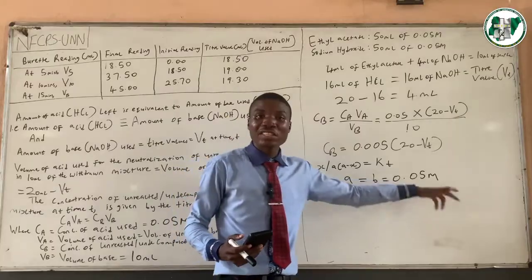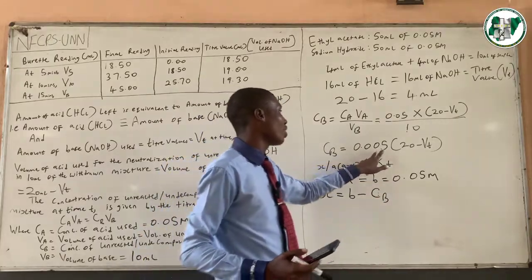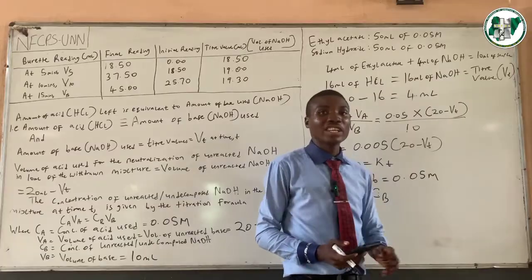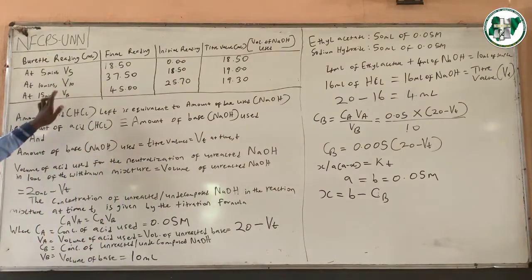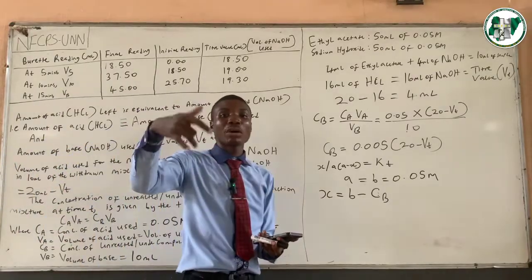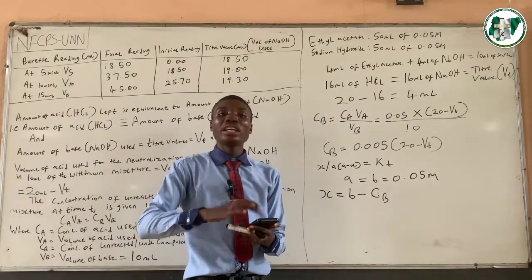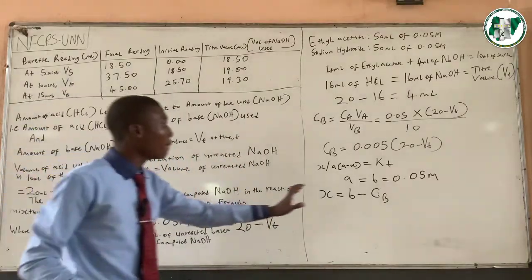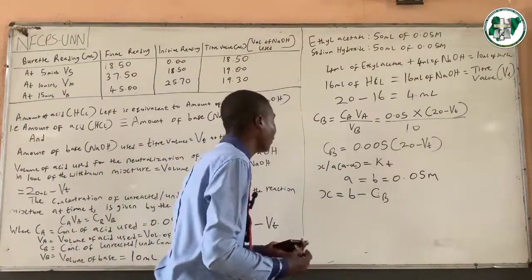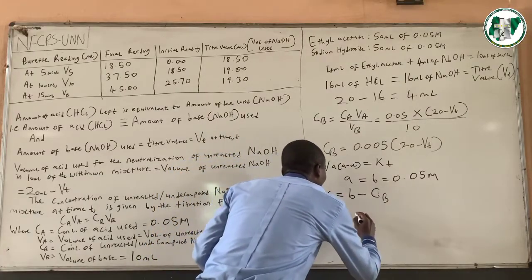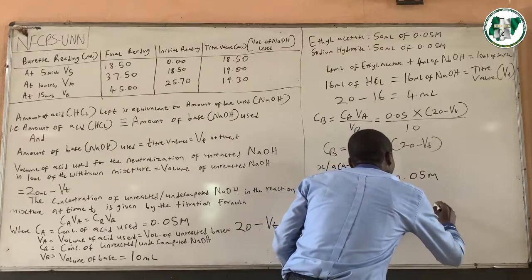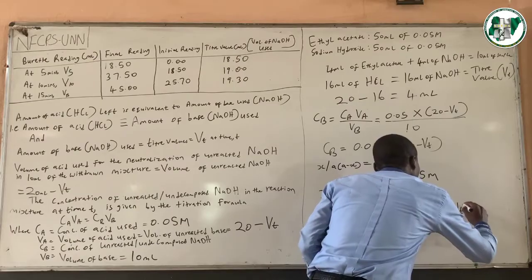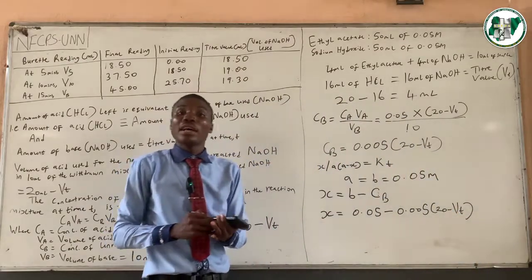What is our B? 0.05. What's our Cb? 0.005 bracket 20 minus Vt. And with that, we can get our X at 5 minutes, at 10 minutes, and at 15 minutes. If you look at this particular video, there's a link to a document where we have further details of these calculations based on this formula. So let me write the final formula out. Our X is now going to be equal to 0.05 minus 0.005 (20 minus Vt).